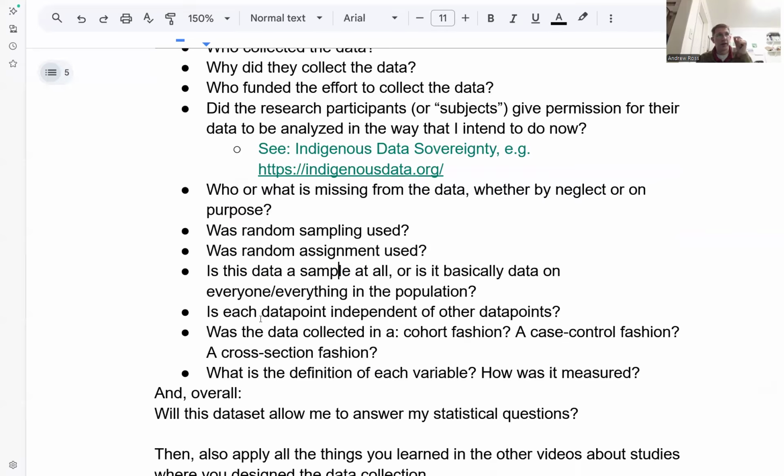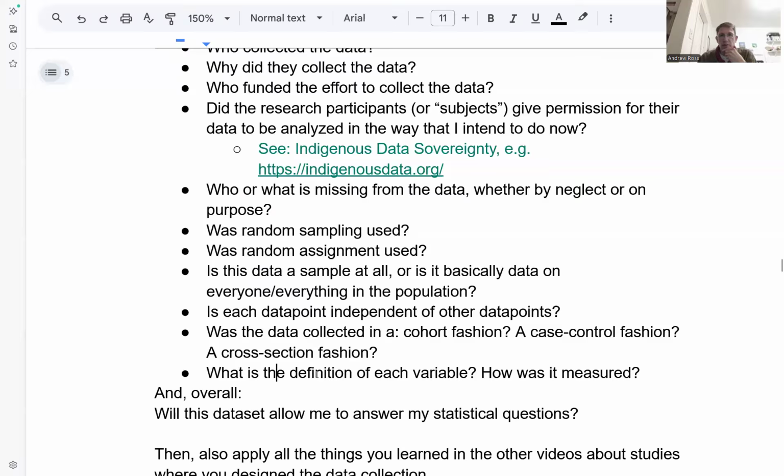Did I sample a person and their spouse, for example, or did I sample a person and their sibling? Well, there's going to be some genetic relationship there. We should ask, was the data collected in a cohort fashion, like following the same people through time, or a cross-section fashion, like at the same time just grab a bunch of people, but then don't follow up with them later. These can affect the kind of conclusions you can make.